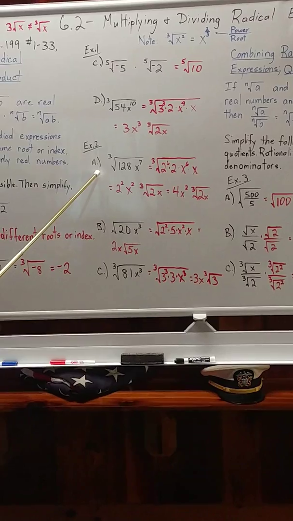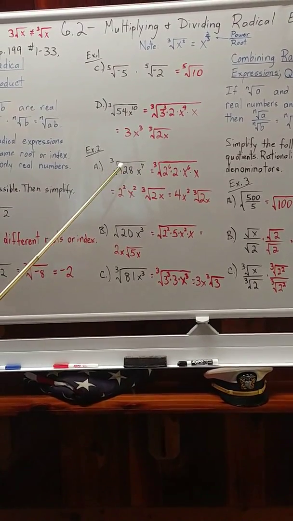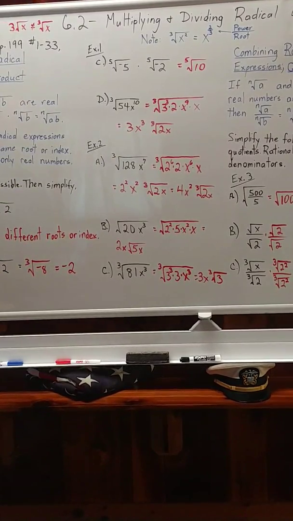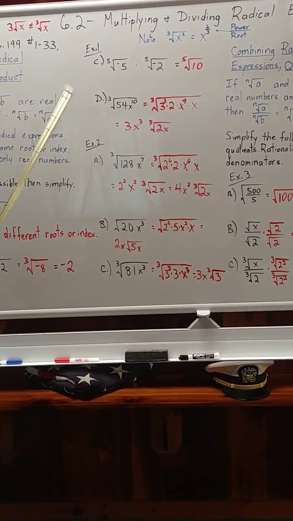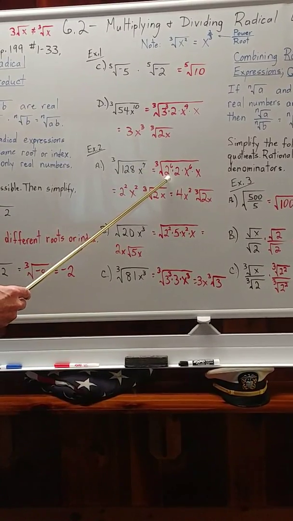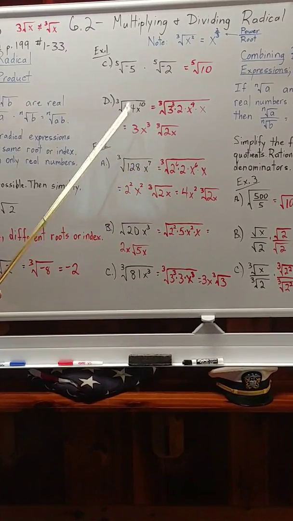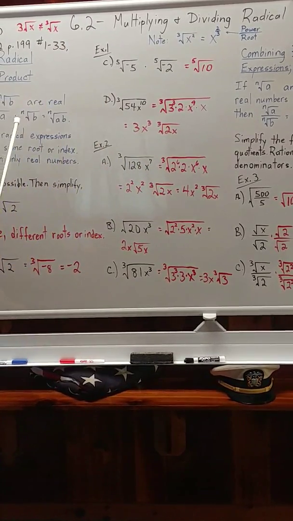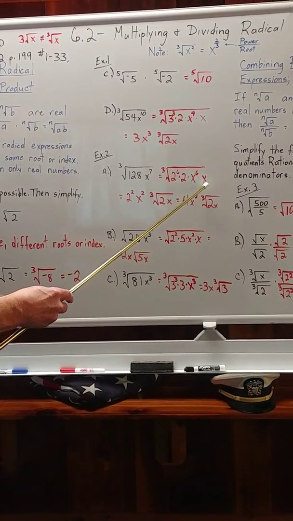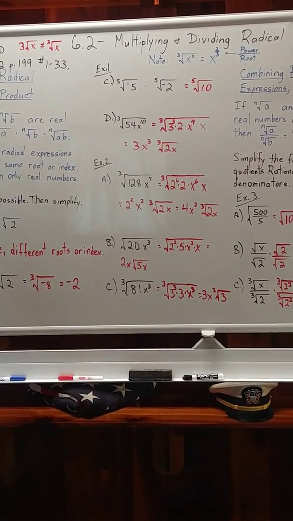Example 2a, the third root of 128x to the 7th. If I prime factor 128, we will find that it is 2 to the 7th power. But since I have an index of 3, I want to write it as 2 to the 6th times 2. 6 plus 1 makes 7. 2 to the 7th is 128. And this x to the 7th we're going to write as x to the 6th times x. Do not leave off your third root or your index.